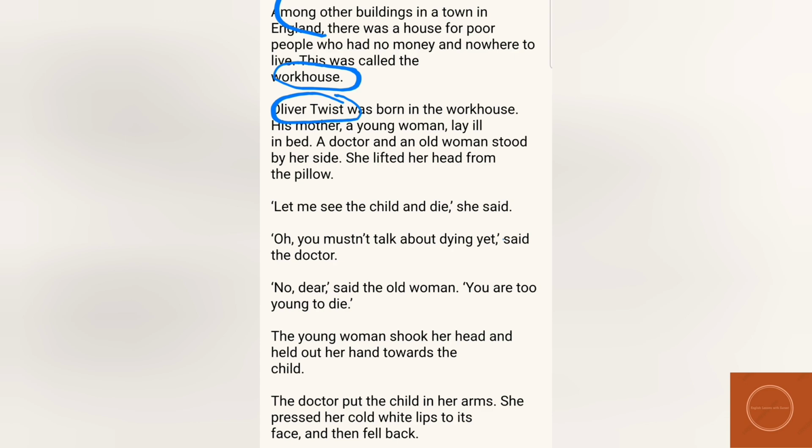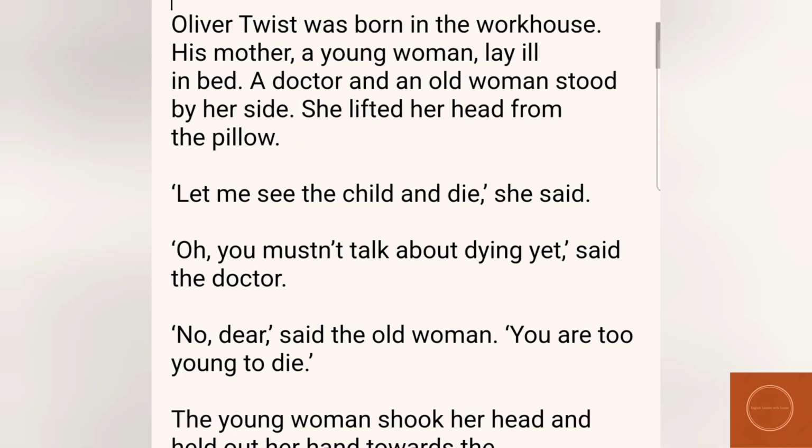Now, Oliver Twist was born in the workhouse. Now, which was the workplace of Oliver Twist? It was the workhouse. Oliver Twist was born in the workhouse.